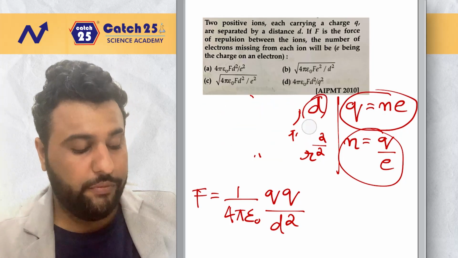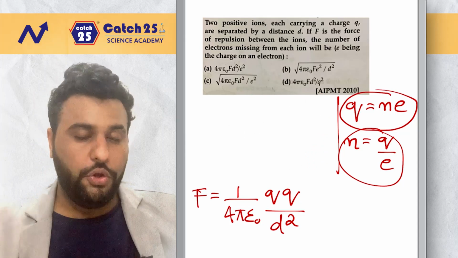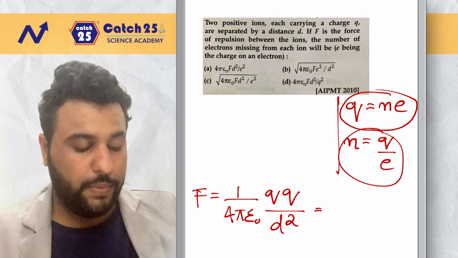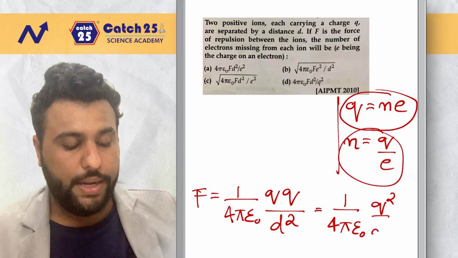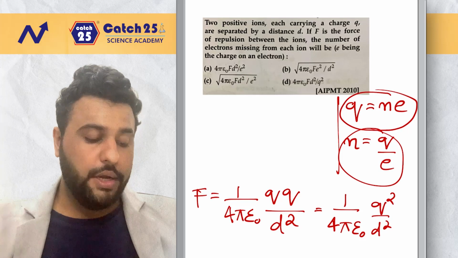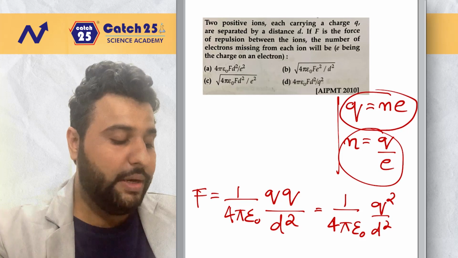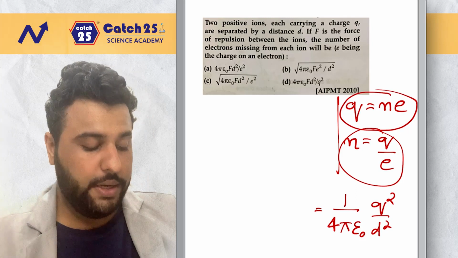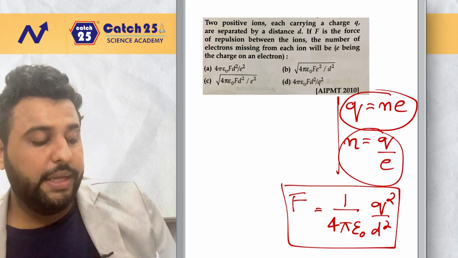Okay, so now I have come up with an updated formula, which is F is equal to 1 by 4 pi epsilon naught Q into Q divided by D square. Now Q into Q divided by D square will be 1 by 4 pi epsilon naught Q square by D square. Therefore, my formula for force will be 1 by 4 pi epsilon naught Q square by D square. Therefore, from that formula, what will be the value for Q? From my updated formula, keep Q on one side, keep everything else on the other side.